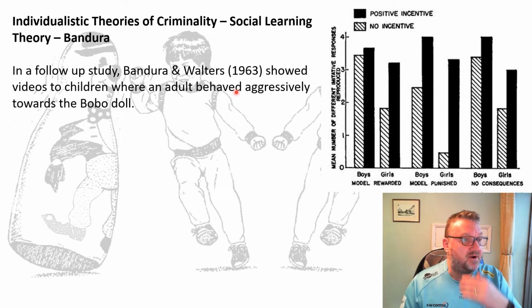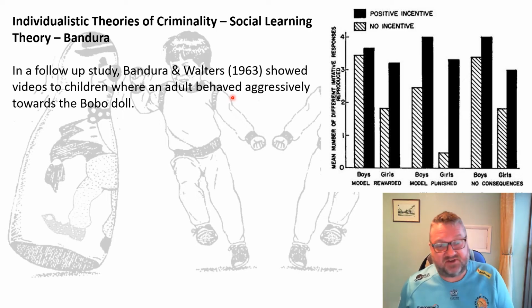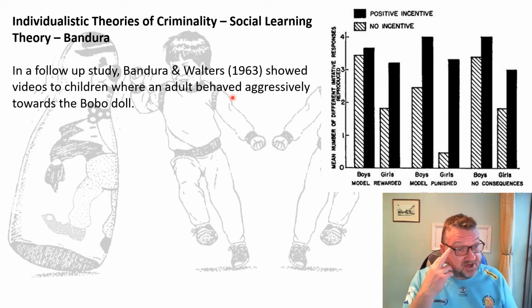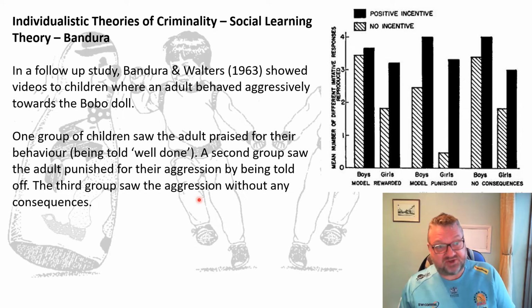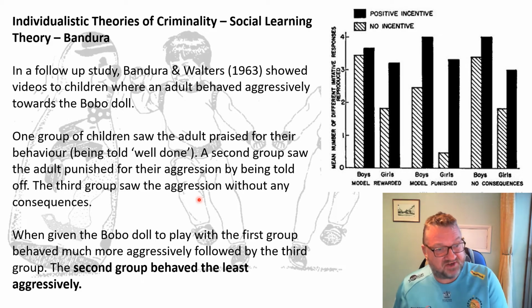Well, Bandura also did a follow-up study in '63, and he showed videos to children where an adult behaved aggressively towards the Bobo doll. So it wasn't actually an adult physically doing it, it was watching it on a screen. And again, one group of children saw the adult praised for the behaviour, so they were being told, oh, well done. And then a second group saw the adult being punished for their aggression by being told off. And the third group saw aggression without any consequences. And as a result of that, when given the Bobo doll to play with, the first group behaved much more aggressively, followed by the third group, and then the second group behaved the least aggressively. So the group that saw the model being told off for the behaviour was less aggressive.